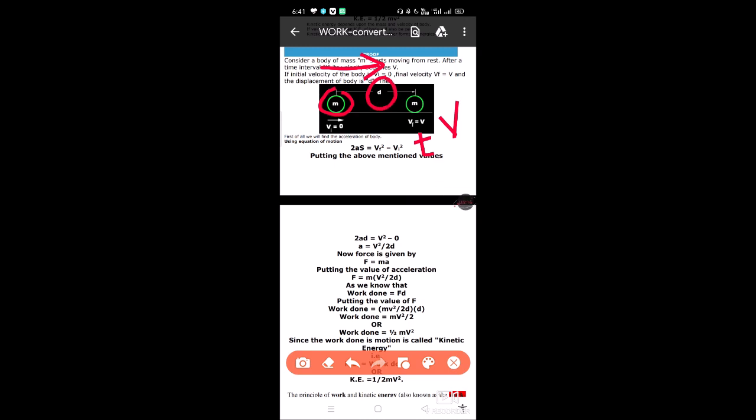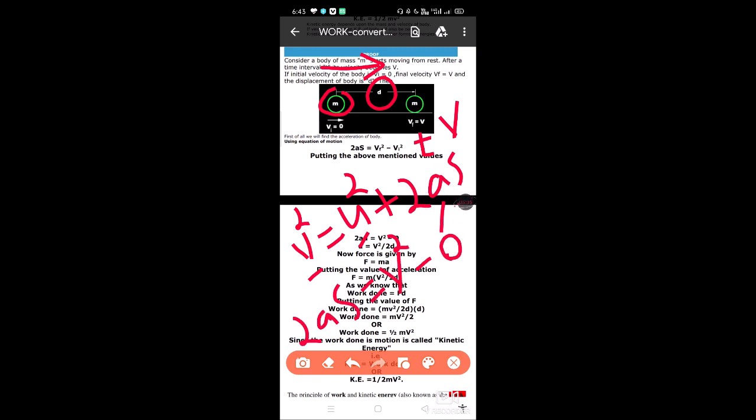Now you know the laws of motion, that is v square is equal to u square plus 2as, where v is the final velocity, u is the initial velocity, a is the acceleration, and s is the displacement. Here you can rearrange the equation and form 2as is equal to v square minus 0, as the initial velocity of the object is 0 and the final velocity is v.